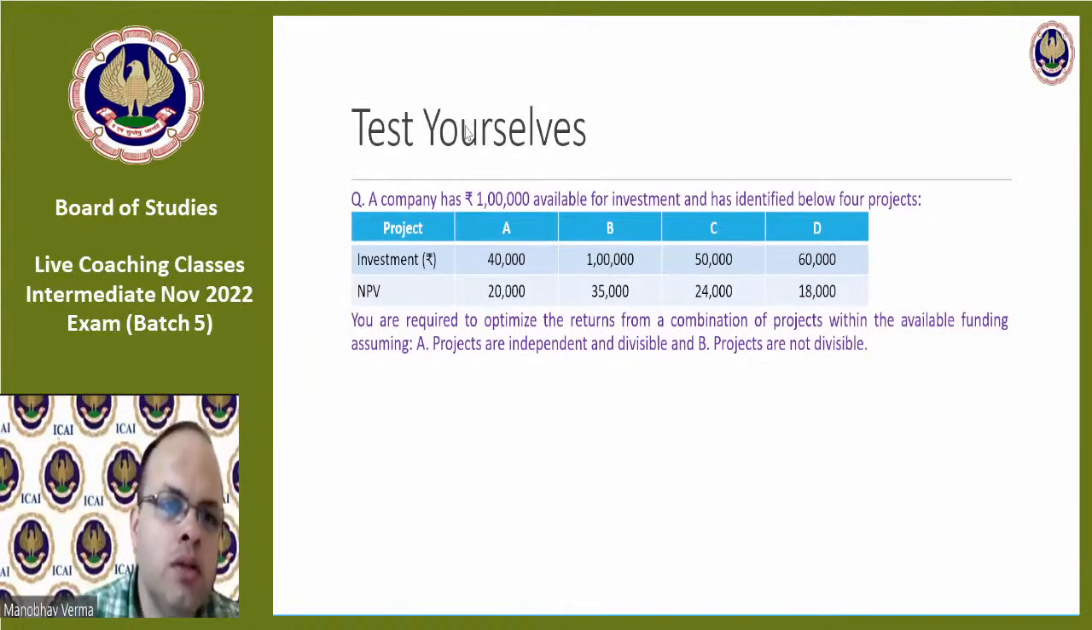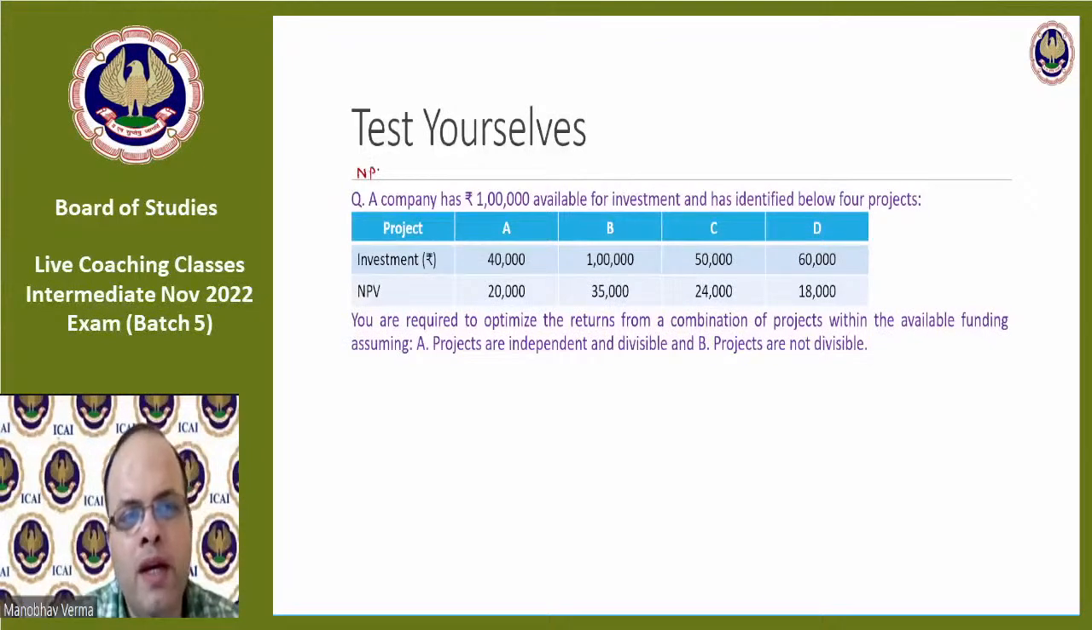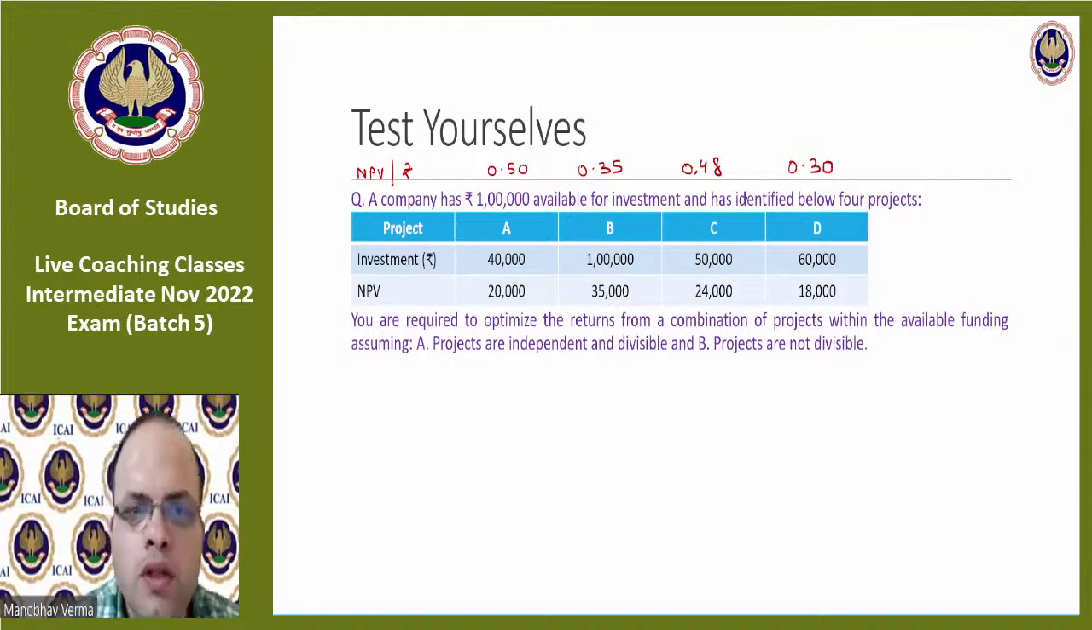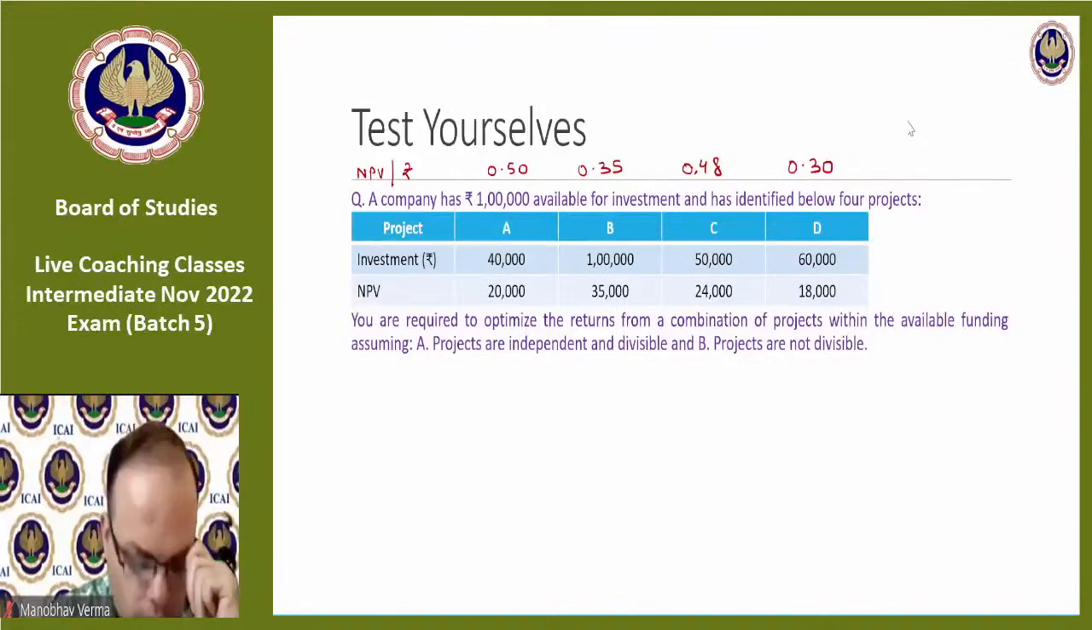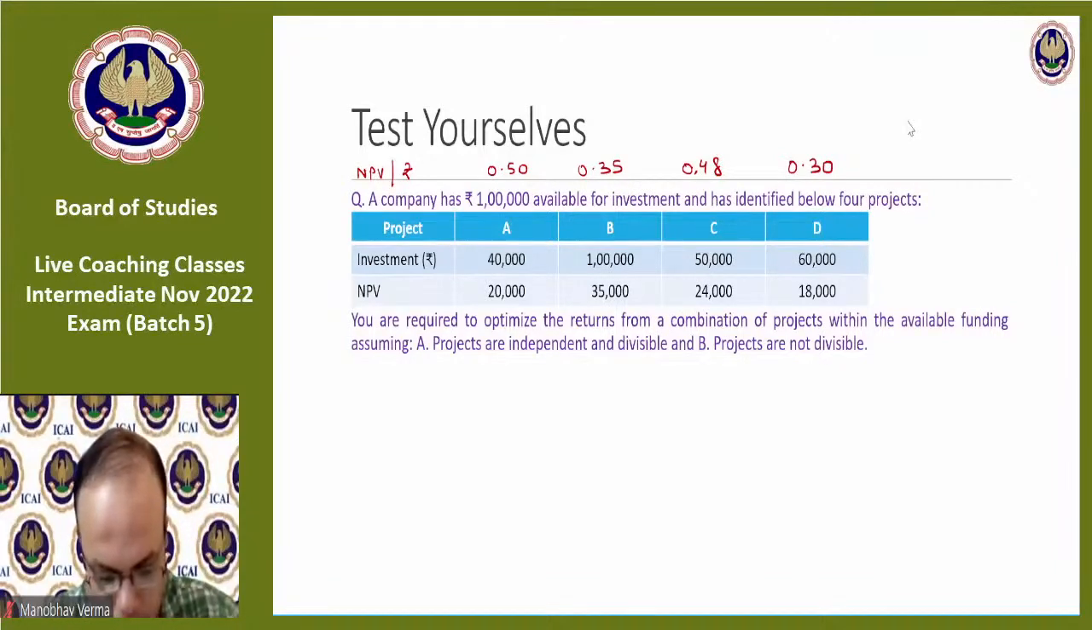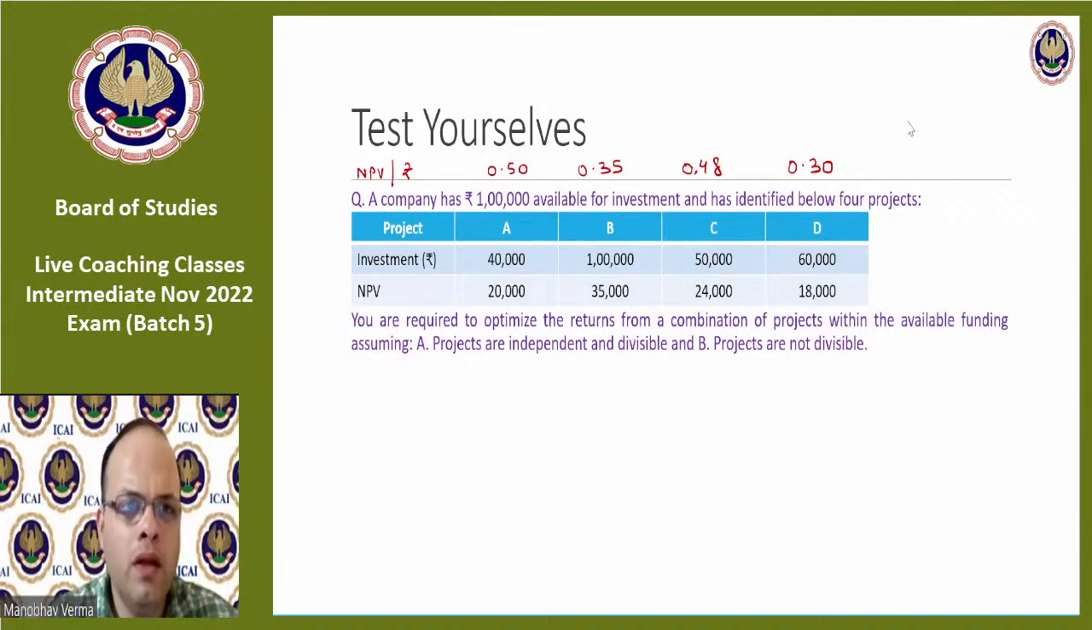I'm sure the first part, what you would like to do here is calculate the NPV per rupee of investment. This is 0.5, 0.35, 0.48, right? And probably 0.30. So can you tell me what is the combination you would go with?